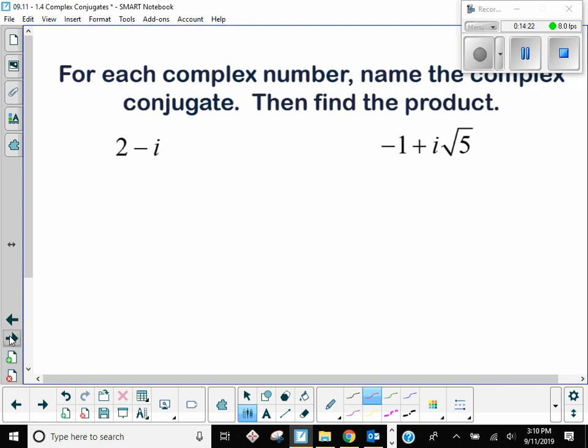So a conjugate means you're just changing the sign of the imaginary part. That's it. That's the only change you're making. Does anybody want to volunteer what they wrote? Yes. 2 plus i. That's correct.